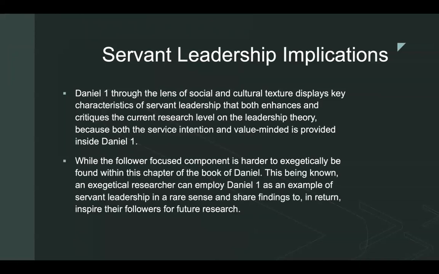Now, what implications do we have here? Daniel 1, through the lens of social and cultural texture, displays these key characteristics of servant leadership, and it both enhances and critiques the current research level on the leadership theory, because both the service intention and value mindedness are provided inside Daniel chapter 1. While the follower-focused component is harder to exegetically find within this chapter of the book of Daniel, this being known, an exegetical research can employ Daniel chapter 1 as an example of servant leadership, with the idea of having both service and value there.